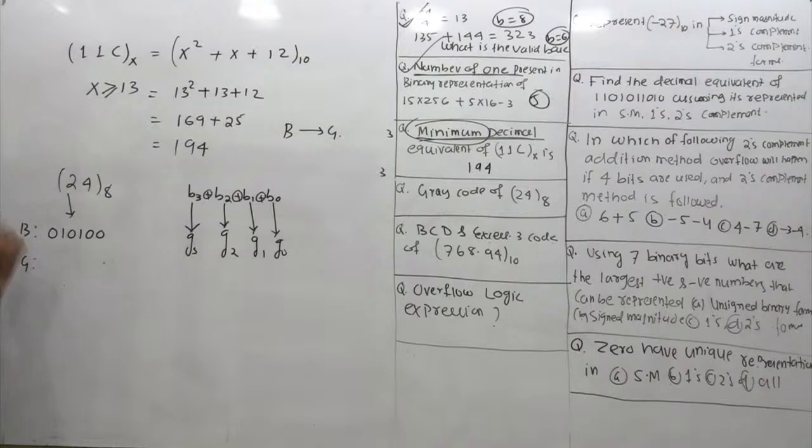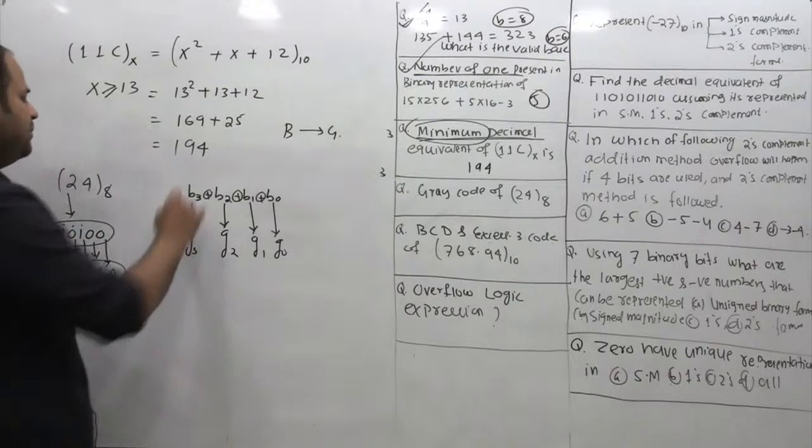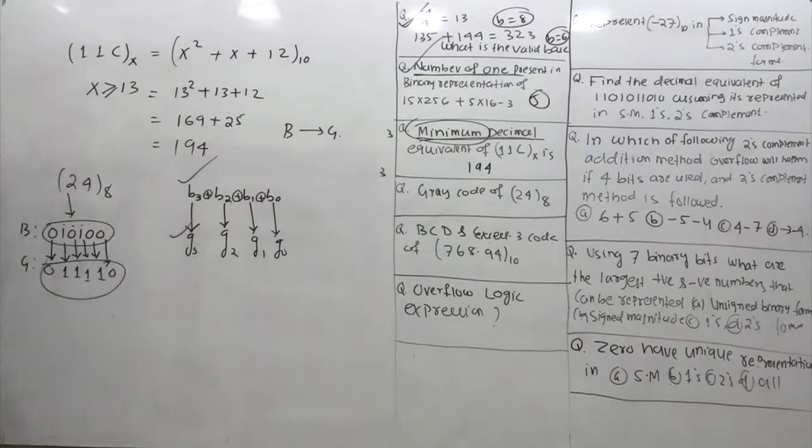For the gray code, 0 will be copied as it is. 0 XOR 1 is 1, so I'll get 1 here. Then 1 XOR 0, so this and this you XOR and write the answer here: 1. Then 0 XOR 1 gives 1. 1 XOR 0 gives 1. 0 XOR 0 gives 0. Obviously, there are 6 bits in the binary form, so the gray code answer will also contain 6 bits, because the way we find it, the number of bits in binary and gray code will always be equal.